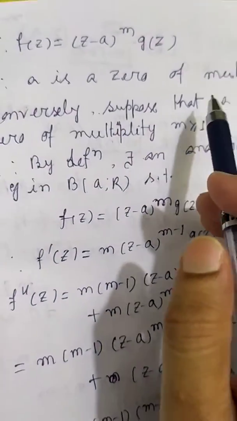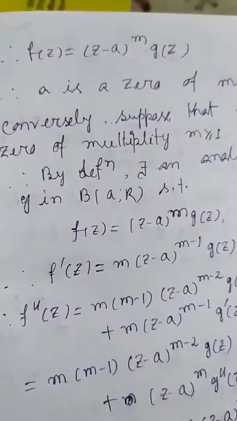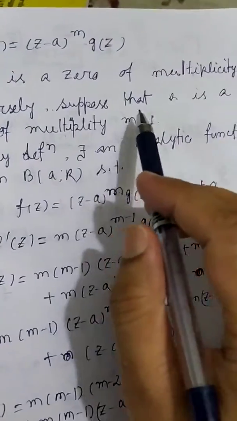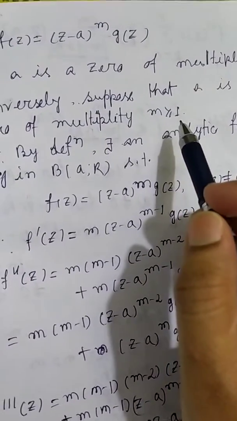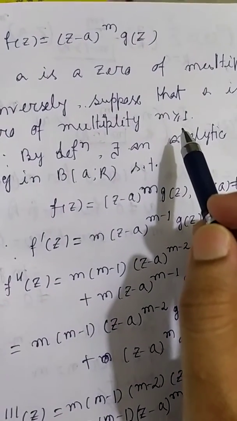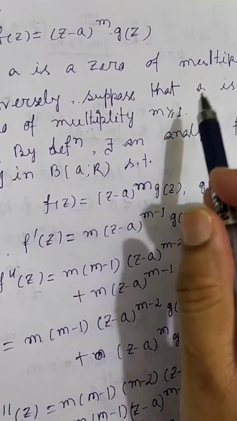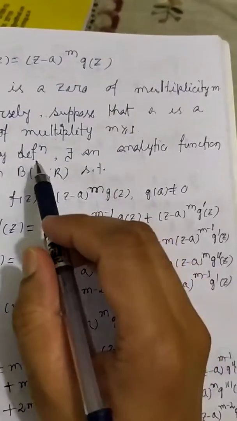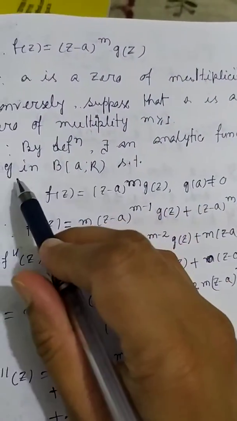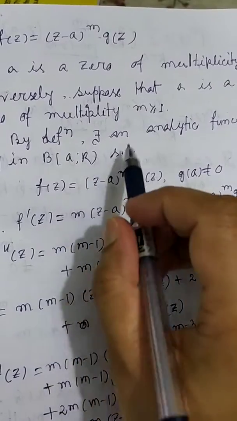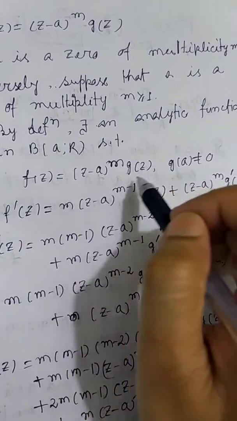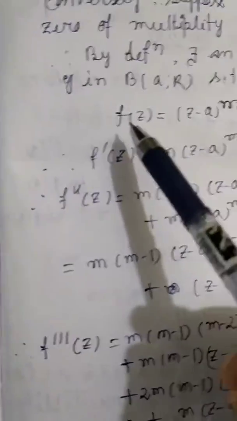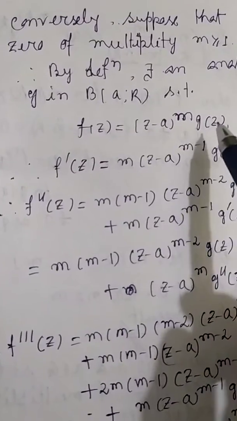This is the first part. Conversely, we assume that a is a zero of multiplicity m, where m is greater than or equal to 1, and we have to show that all the derivatives are equal to 0 at a other than the m-th derivative. That is our intention. By definition, there exists an analytic function in this open ball, because the function is defined in this open ball, such that this condition is satisfied. Now find the derivative. Our objective is to find the n-th derivative of this f(z).